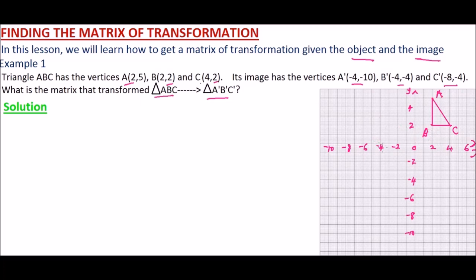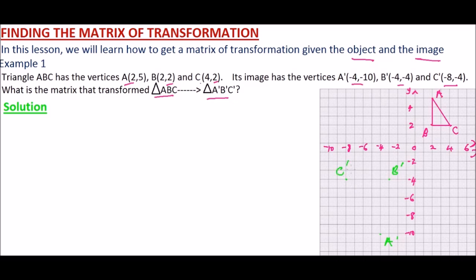A is at (-4, -10). So that's minus 4, and this is minus 10. That's where we have our point, the image of A. Then B is at (-4, -4), so our B will be there. That's where we have our B prime, the image of B. From there we have the image of C, which is (-8, -4).